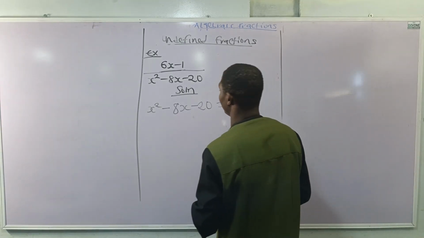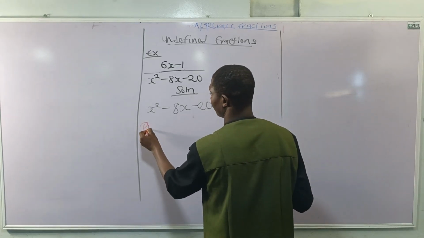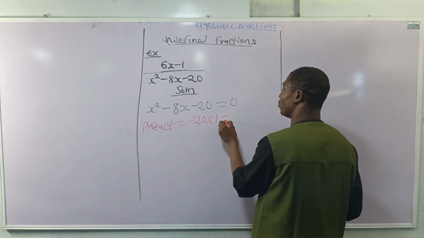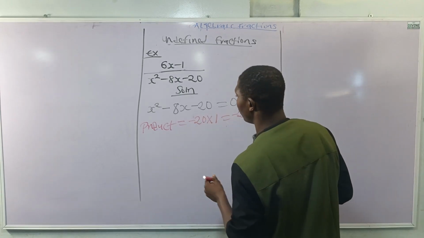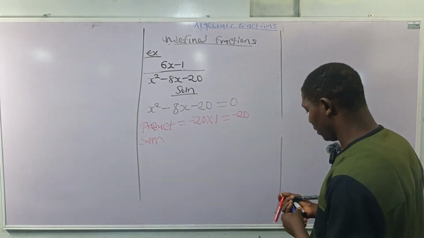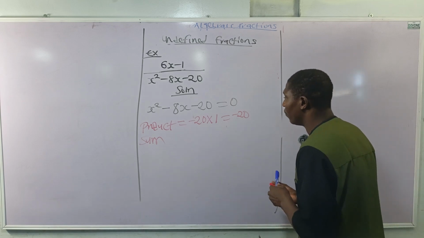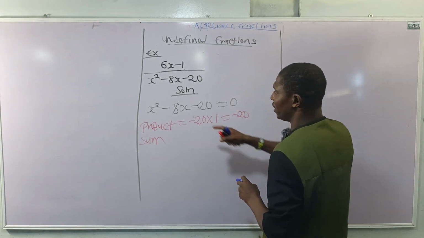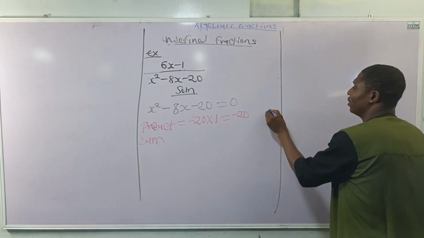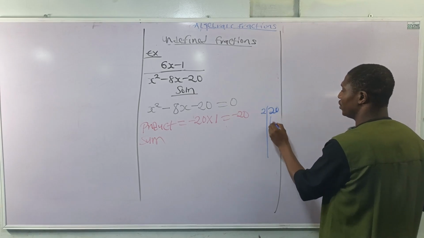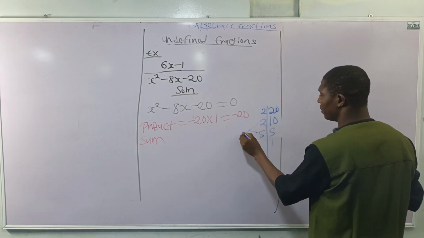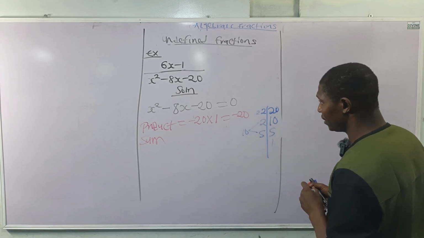And we can see that our product of roots here will be equal to minus 20 times what? 1, which is equal to minus what? 20. Now, our sum of roots, there's no way we can use minus 20 and 1 to get what? Minus 8. So therefore, we'll go for a long division. And if this 20, 2 into 20 will give me 10, 2 into 10 will give me 5, and 5 here will give me 1. I can use 10 and what? 2, because 2 times 10 is 20.